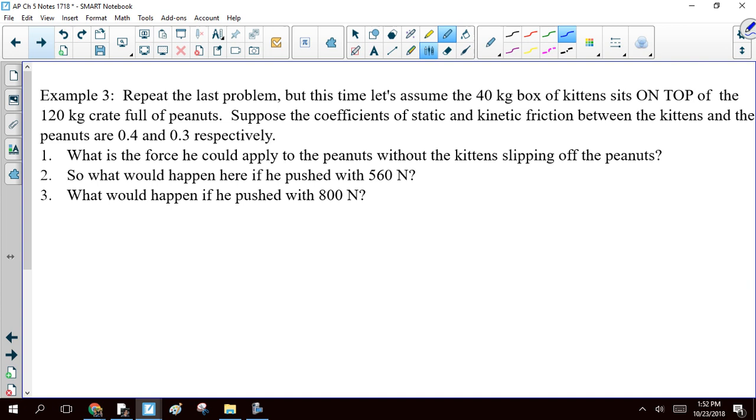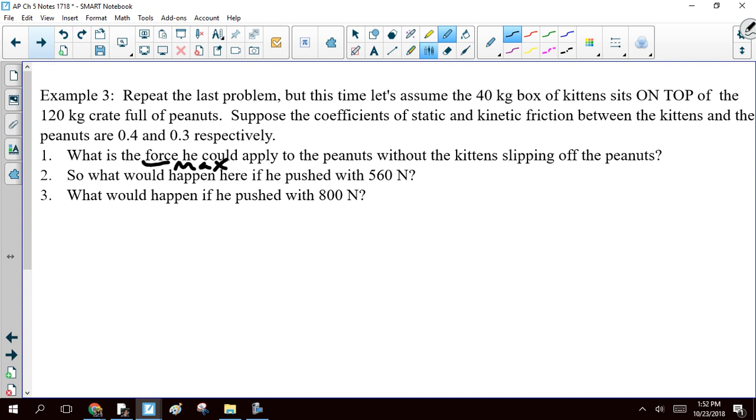Here we go. Now, we're going to do the same example again, but this time, and this is new, we've never done this before, instead of putting the boxes next to each other, we are stacking them. Okay? So this time, the 40 kilogram box of kittens is somehow on top of the peanuts. And question number 1 wants us to find the maximum force. What is the maximum force you could apply to the peanuts without the kittens sliding off of the peanuts?